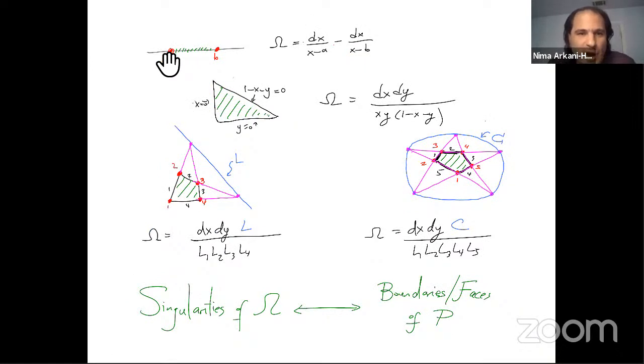The simplest example of the canonical form is the inside of an interval. And so here, the canonical form that has logarithmic singularities on and only on the boundaries of this interval is dx over (x minus a) minus dx over (x minus b). And the minus sign is important. If we had a plus sign, this form would also have a logarithmic singularity at infinity. So we only wanted to have logarithmic singularities on and only on the boundaries of the space, which is the origin of that minus sign.